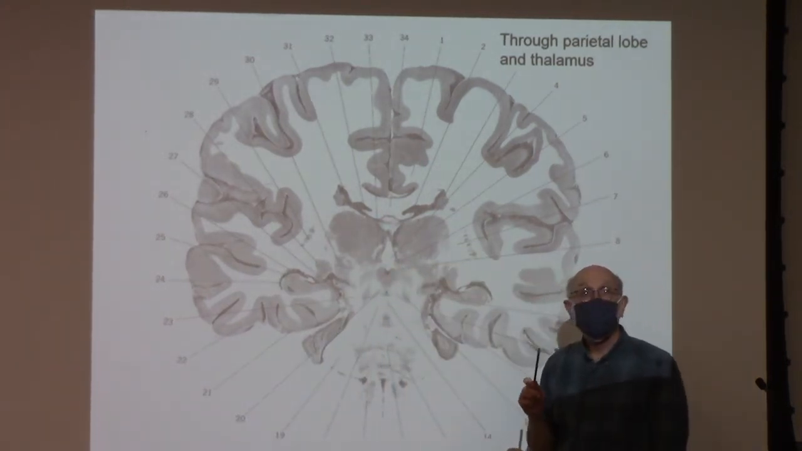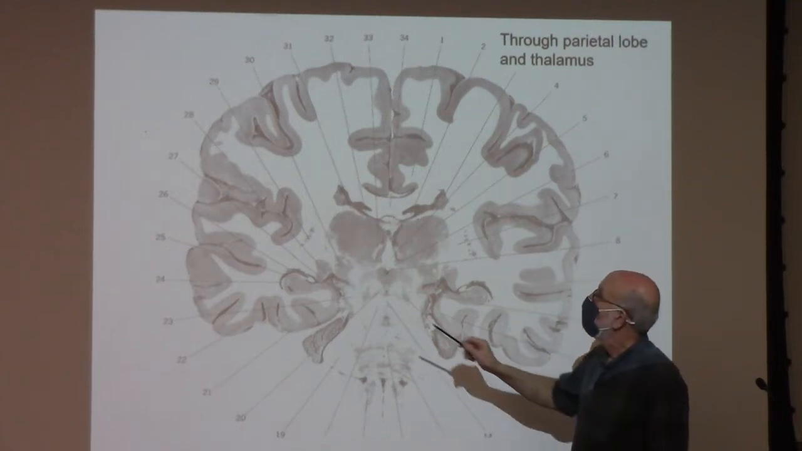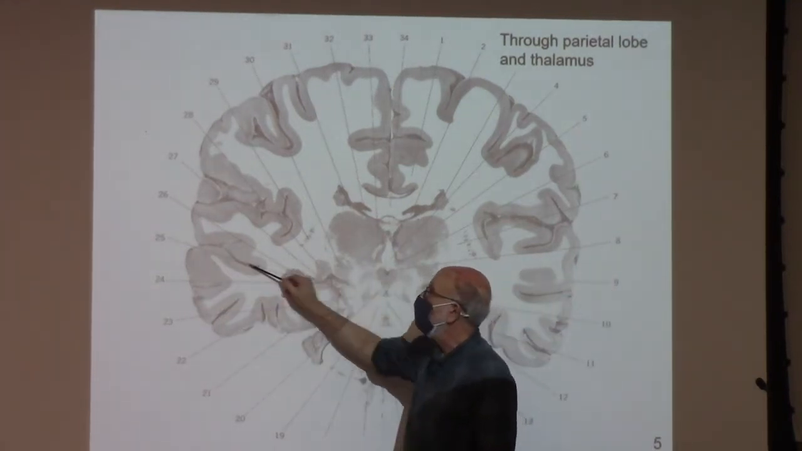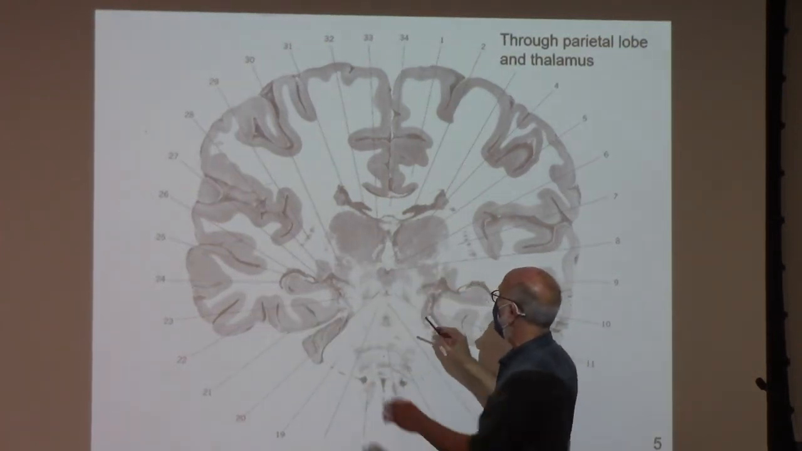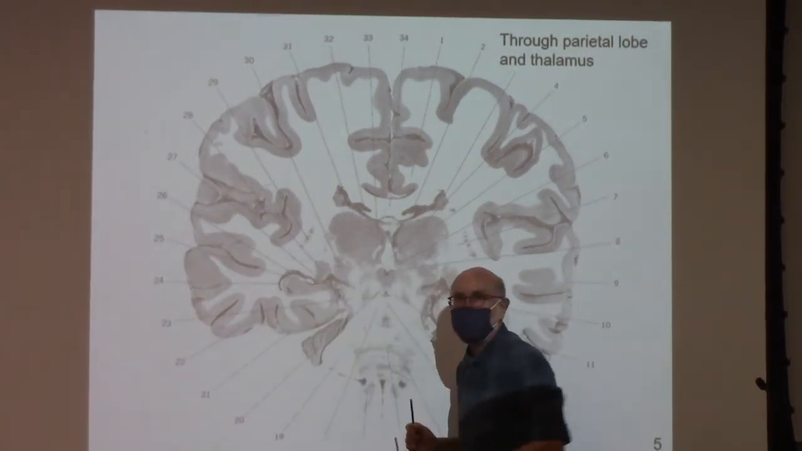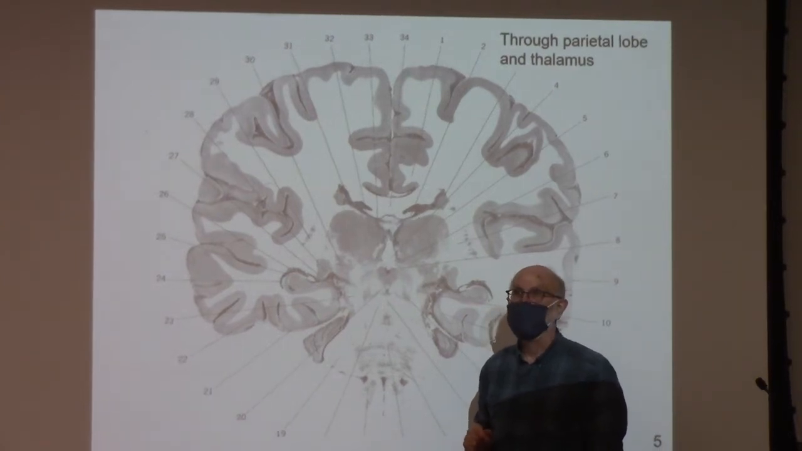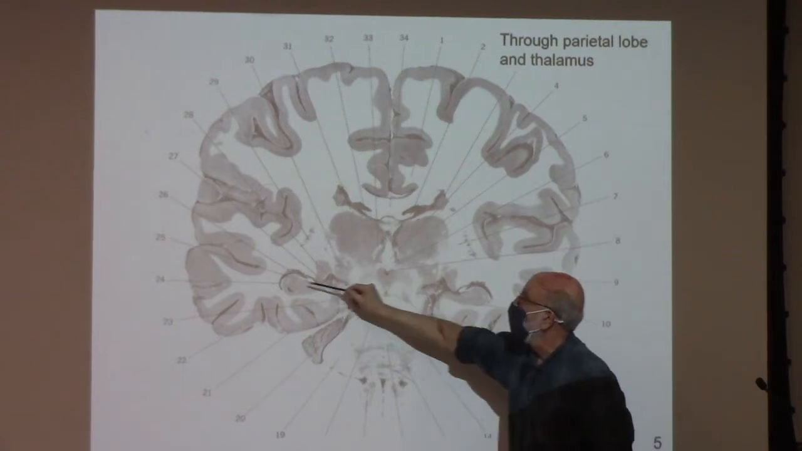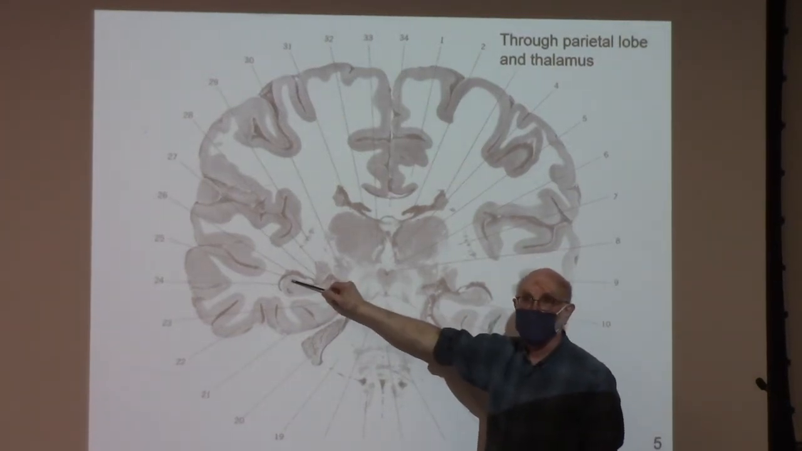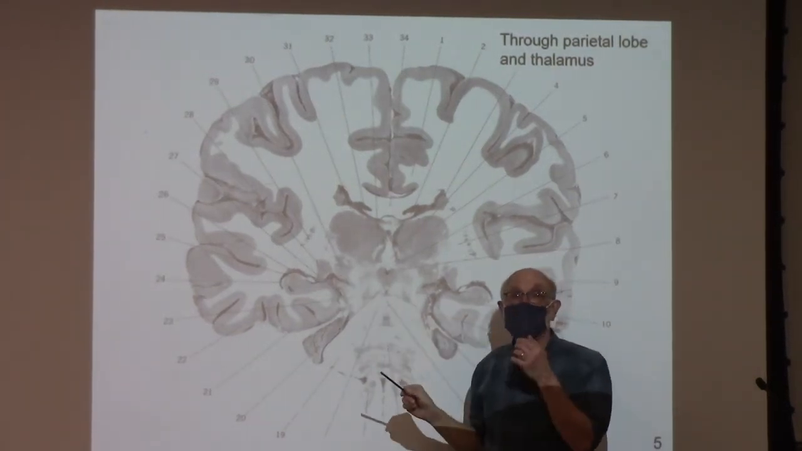Okay, I do want to point out something important. So what's the name of this lobe? Temporal lobe. What part of the temporal lobe is here? Medial temporal lobe. What is this structure right here in the medial temporal lobe? That's the hippocampus.